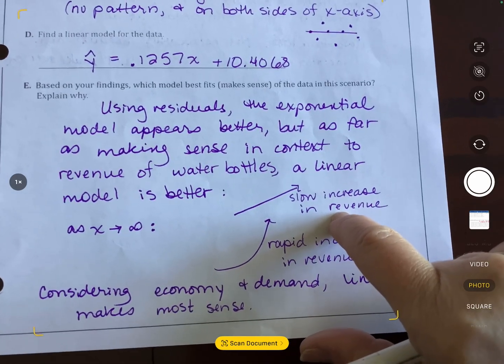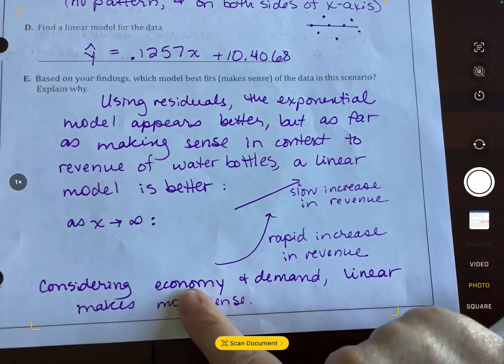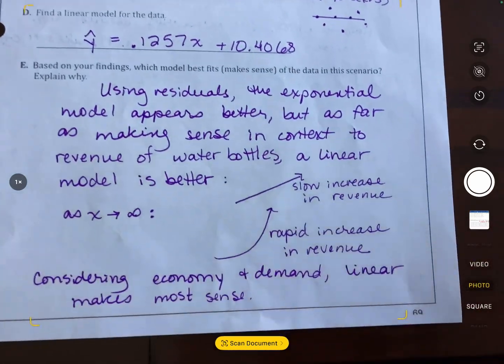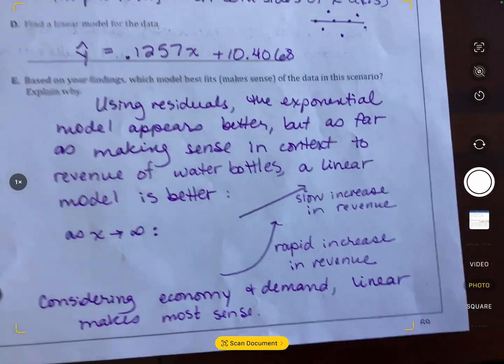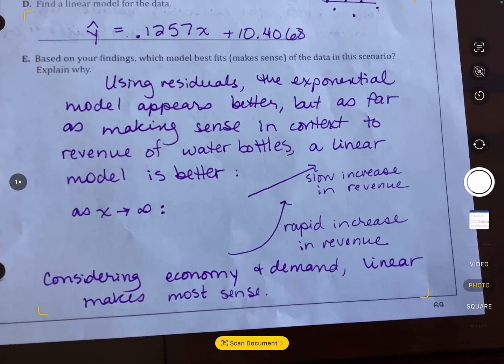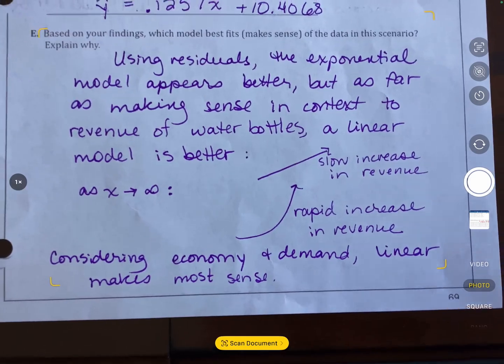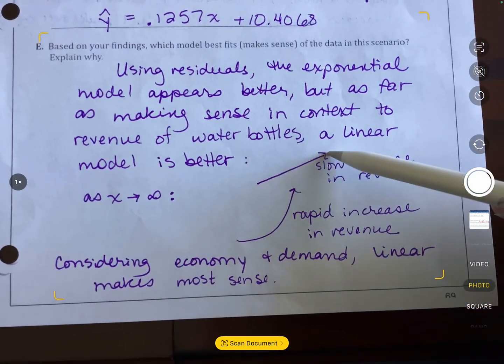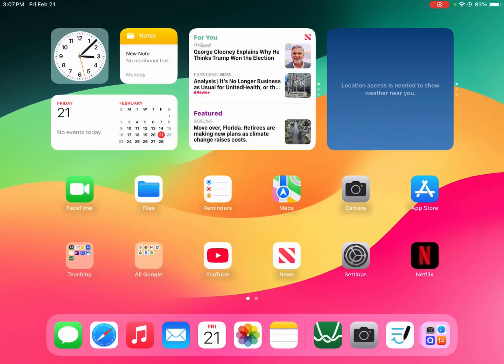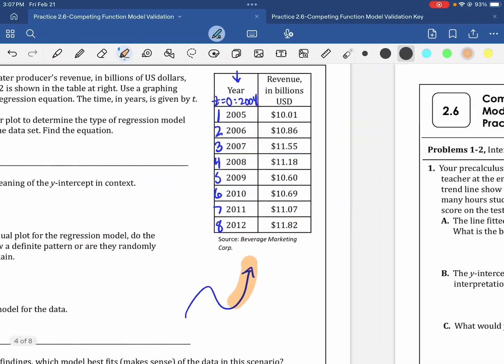So when you're thinking about the context, if you think about the economy and the demand, this one makes more sense, because it's not like all of a sudden it's going to hit the year 2015 and everybody's going to buy 10 million bottles of water all at the same time. It's not like that. So that's why they're saying think about the context. So that's all that problem is talking about. All right, let's go back. All right, so that's 7.